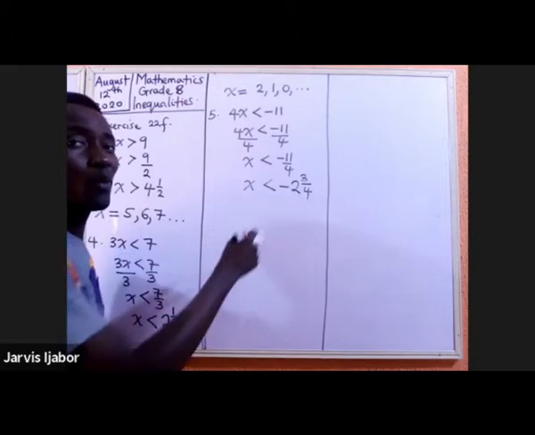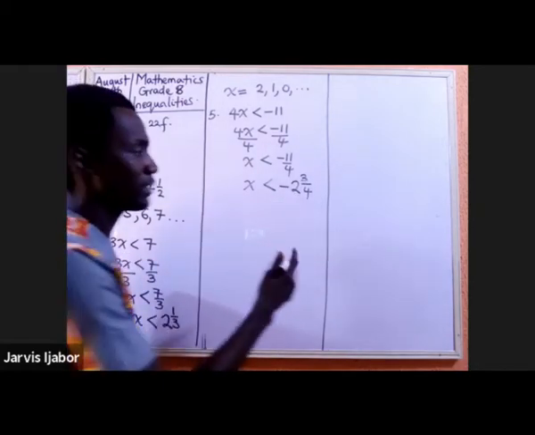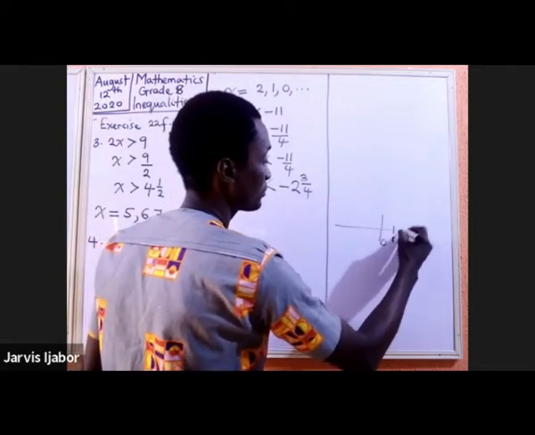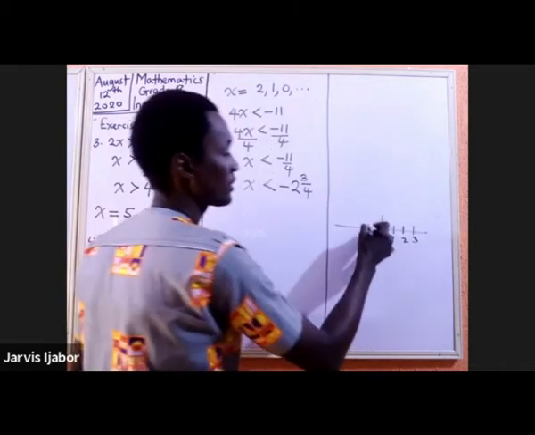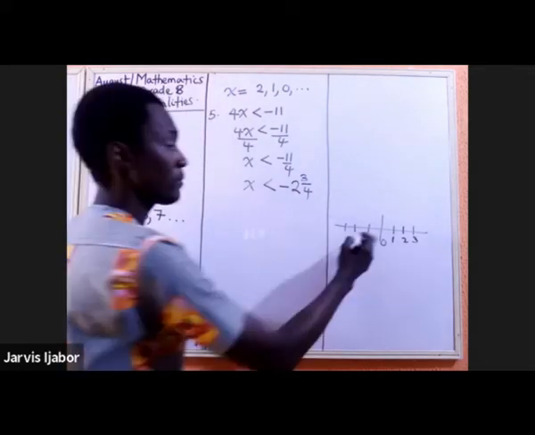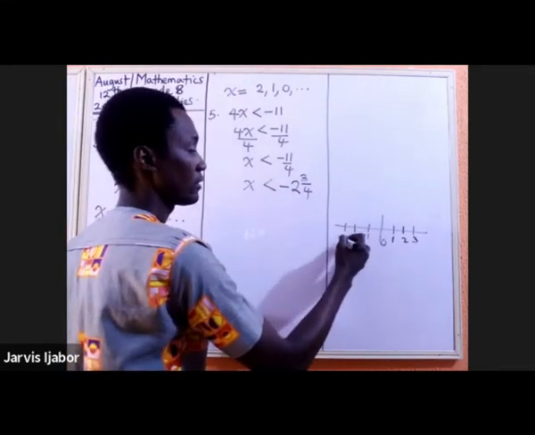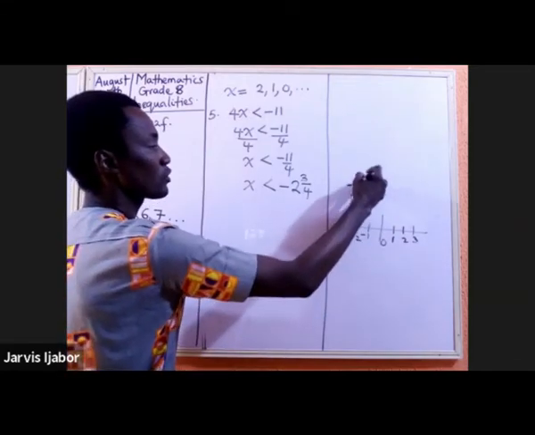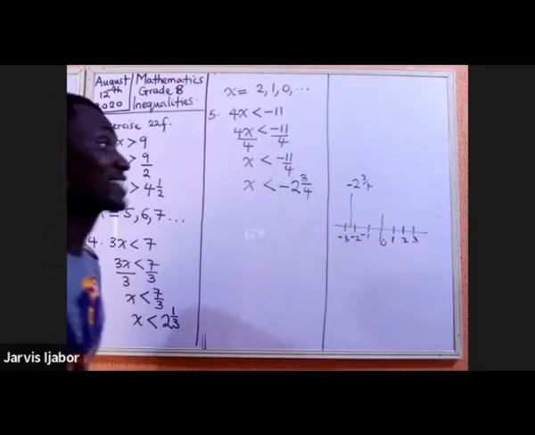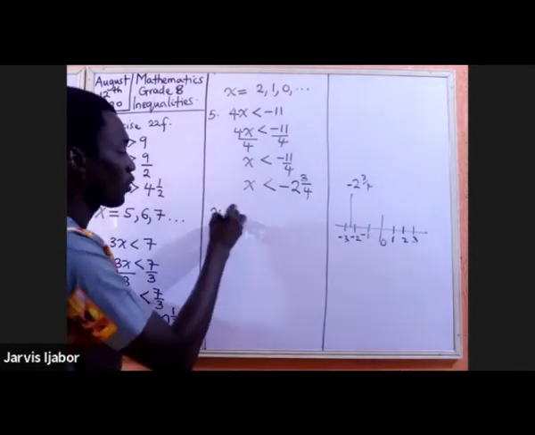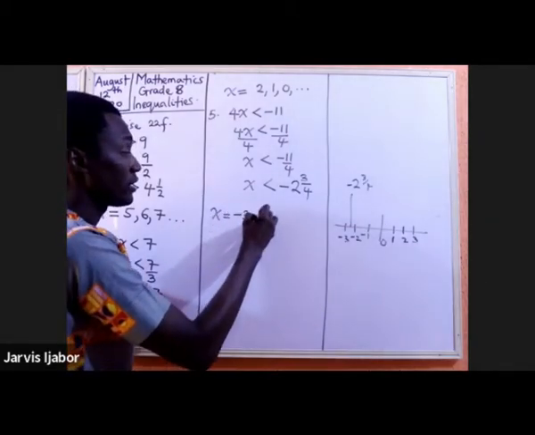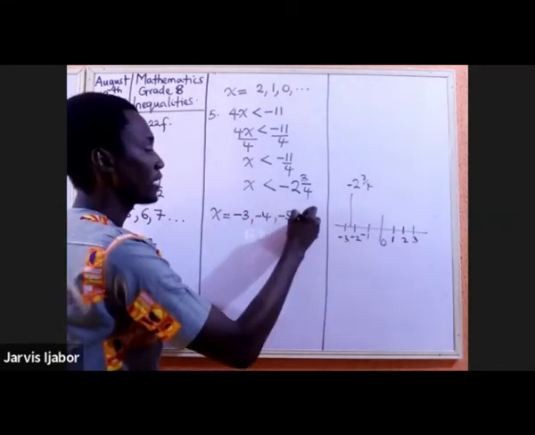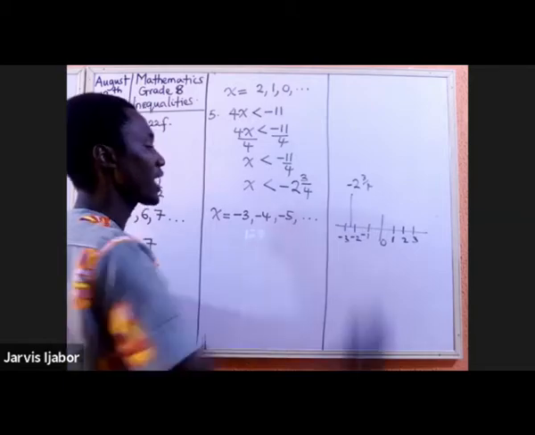Now remember, if you are doing your number line, let me just do that for you. If you are going in this direction, the numbers are increasing. If you are going in this direction, the numbers are decreasing. So x is negative somewhere here, negative 2 and 3 over 4. And we have said that x is less than that. So the next value for x will be negative 3, negative 4. It's going back this way now. Negative 5, dot, dot, dot. That's it.